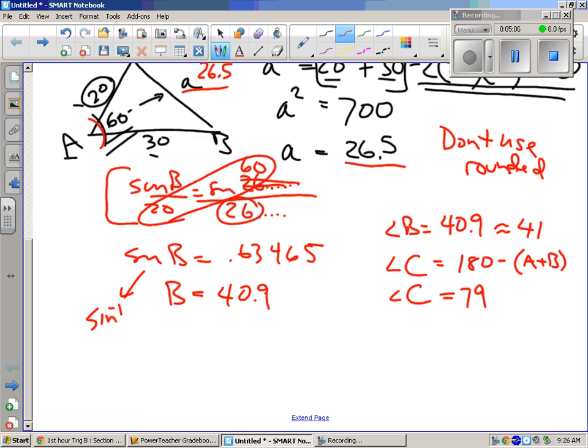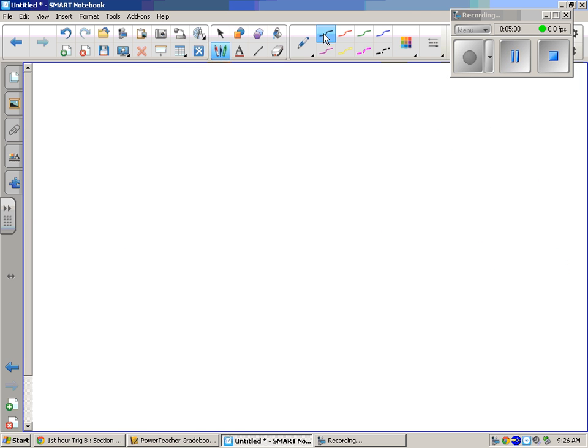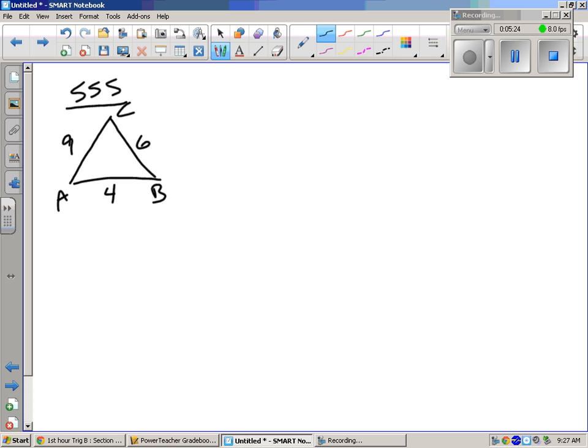Okay, what if we have side, side, side? So side, side, side, let's say I have a triangle here. I have angle A, B, and C. So little a is 6, little b is 9, and little c is 4. So you can choose whichever one you want now.